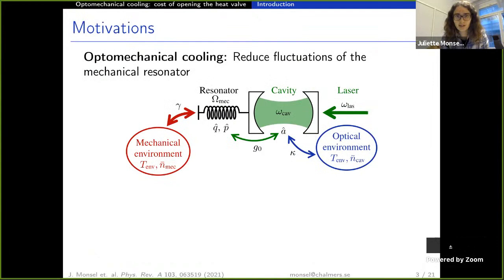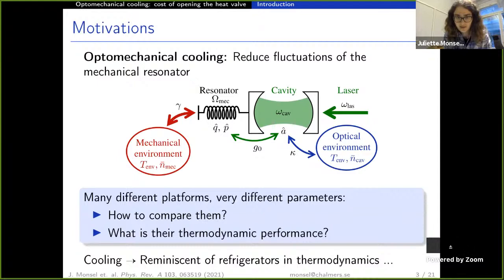The goal of optomechanical cooling is to get rid of the thermal fluctuations coming from the mechanical environment into the mechanical resonator. This is a bit like the sketch from Mauro in the previous talk, with the mechanical resonator here and the cavity with a mechanical environment and an optical environment. And luckily I have almost the same notations. As you've seen in the previous slide, there are many different platforms and they have very different parameters, like very different mechanical frequencies, very different temperatures of the environment and so on. So how can we compare them and quantify the performance of this optomechanical cooling? That's the question I'm interested in.